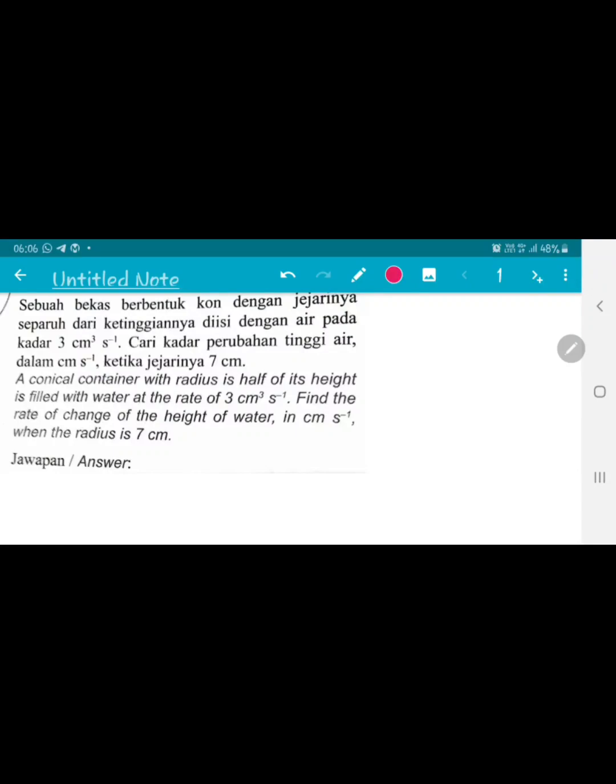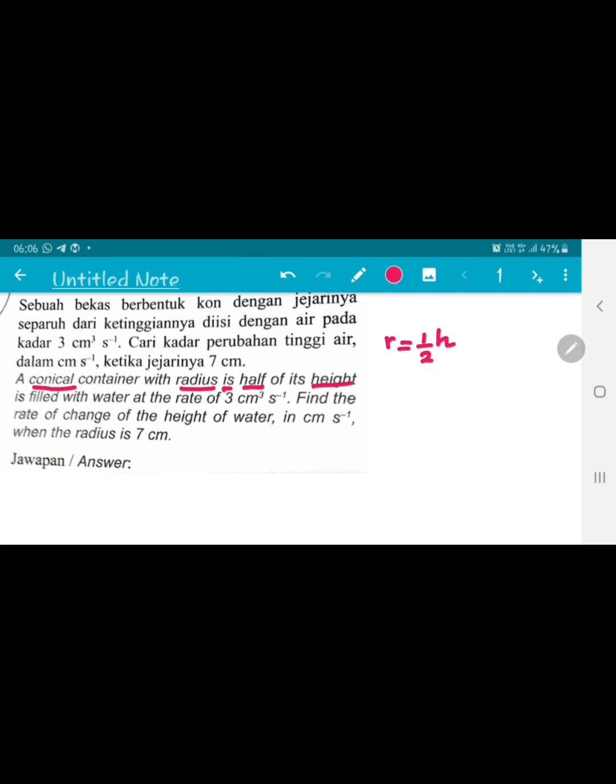Nilam page 34, exercise 15. A conical container. Conical, okay, cone lah, bentuk cone, with radius r equal to half of its height. Let h be height. So you have one piece of information from the first sentence.